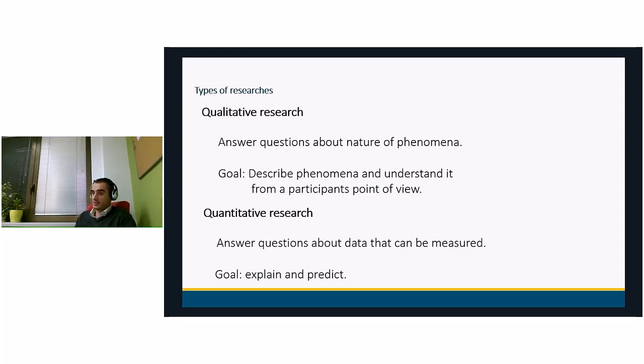On the other hand, we have the quantitative research, which is a bit different. And we will mostly focus on quantitative research today and in the next webinar. Quantitative research actually answers questions about data that can be measured. And the goal here is to explain and predict. I will talk a little bit more about it on the next slides, but here I just want to mention that everything that we can count is related to quantitative research. For example, what is the market share of a certain medicine on this market, or what is the market share of a bank, of a mobile operator, etc. Everything that is related to specific counting, which involves statistics, is related to quantitative research.